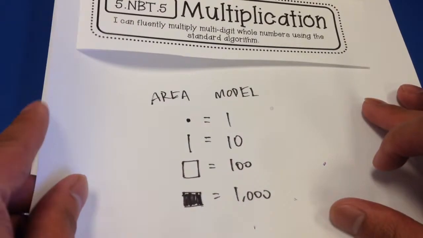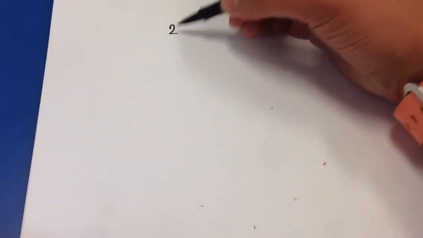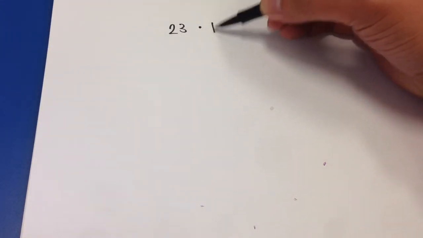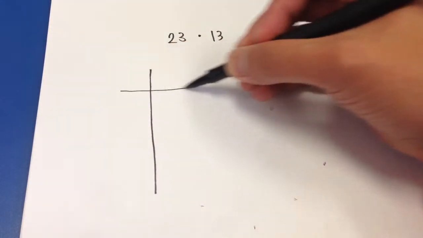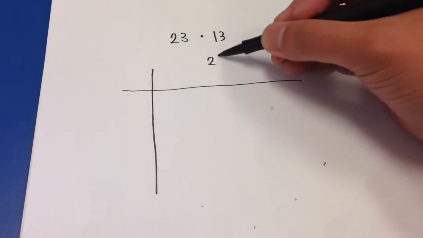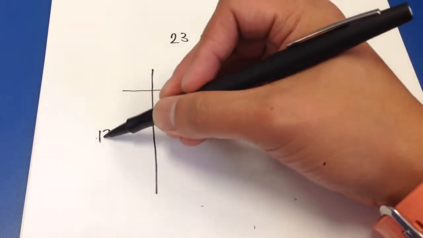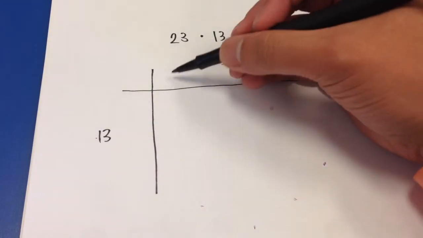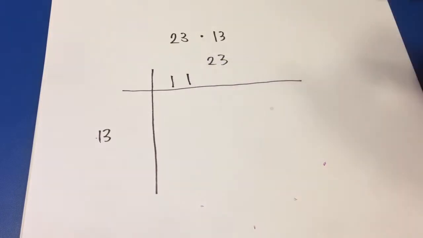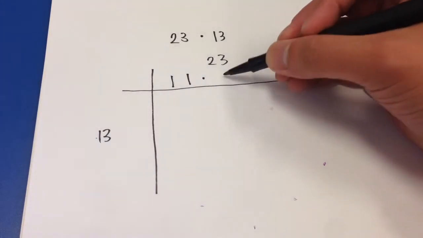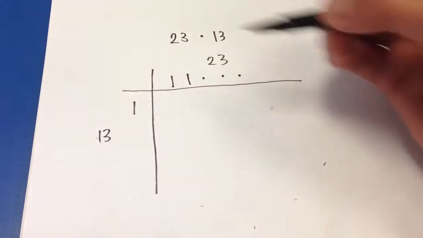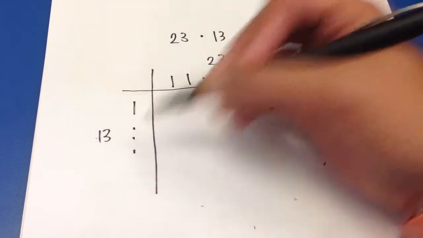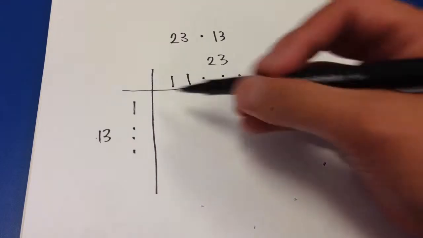Okay, so let's start with an example. Let's say that I have 23 times 13. So I'm going to draw my chart here, and I'm going to represent 23 up here and 13 on this side. So 23, I have two 10s, so two sticks, and then three ones, three singles. And then here I have 13, which is one 10, and three ones or three singles. So now I'm going to multiply this.